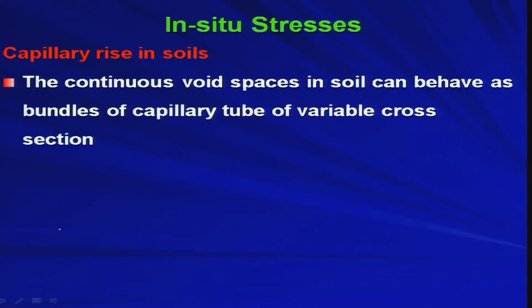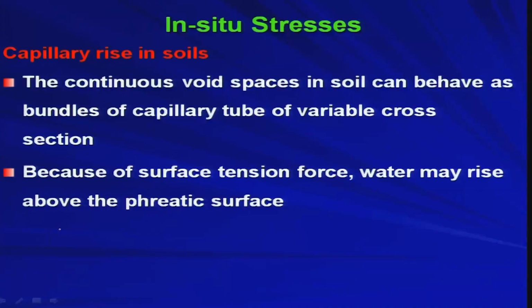Basically, the continuous void spaces in soil can behave as bundles of capillary tubes of variable cross section. As we have already discussed, the void spaces in the soil are interconnected and continuous, so they form some kind of tube. If you idealize it as a tube, those tubes will have different diameters and cross sections, and they will try to suck the water inside the void space, on top of the water table, due to the capillary suction.